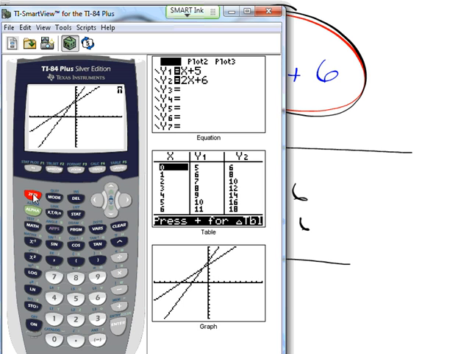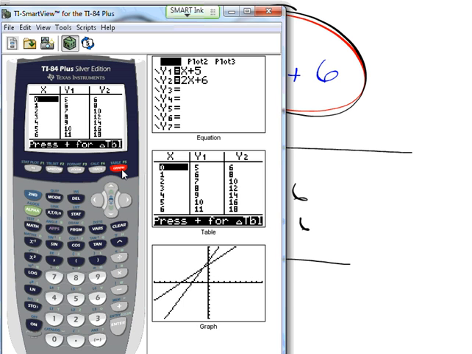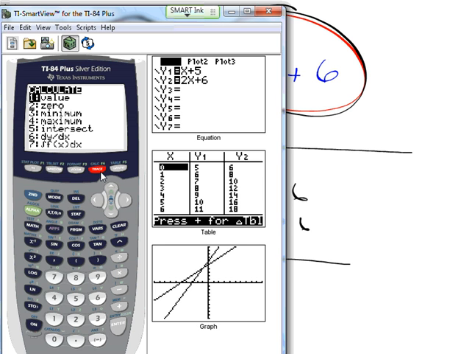I hit second, and right above the graph one is table. Wait, I'm wrong. Table would actually work, but it's kind of the long way to do it. Let's do calculate. Second and right above trace is calculate. Get in the calculate menu. Calculate. Do you see intersect on there? You want to see where those two lines intersect. So you go down to intersect.